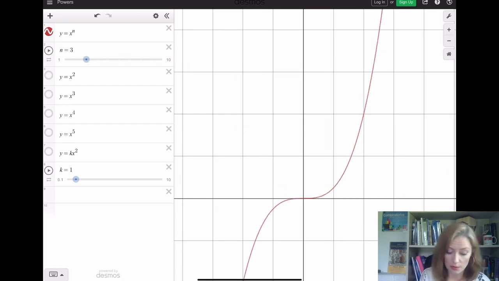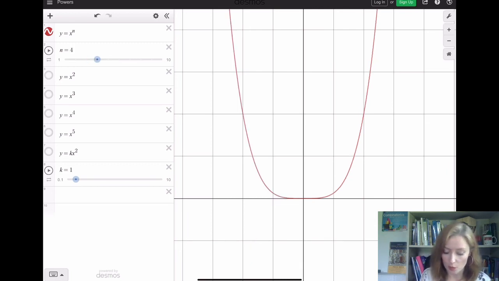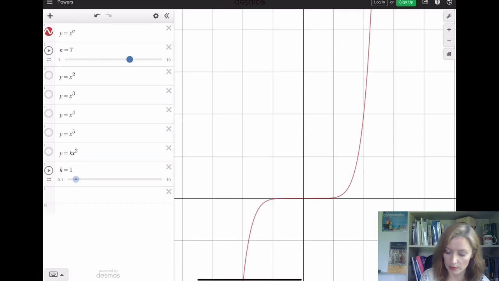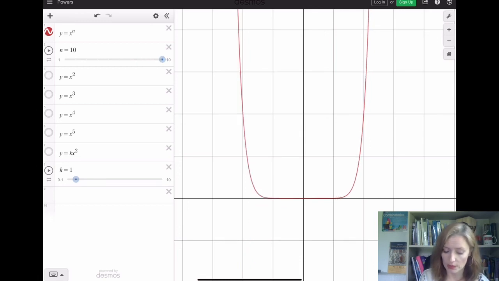For n equals 3, we have a cubic shape that I sometimes call a snake shape. For n equals 4, we're back to the parabola shape, except it's a little bit wider at the bottom and grows a little bit faster at the top. For n equals 5, we're back to the snaky shape, but again, it's a little bit flatter than the cube before it, and so on, right? And so notice as I go through that the shapes go between parabola and the snake shape.